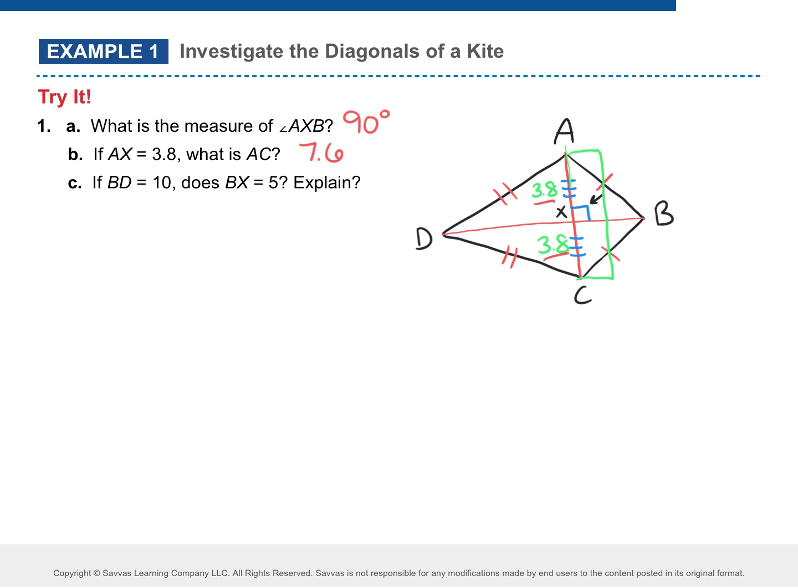Good. This last one, part C, is asking you a question. It says if BD, which is this diagonal, is 10, does that mean that BX, this one on the inside, is 5? Why not? Because they're not split in half. It's not congruent, so this is not true. It is not split in half.